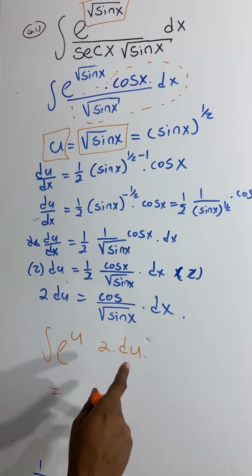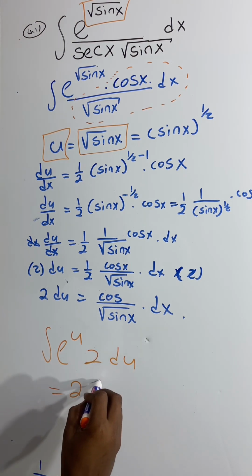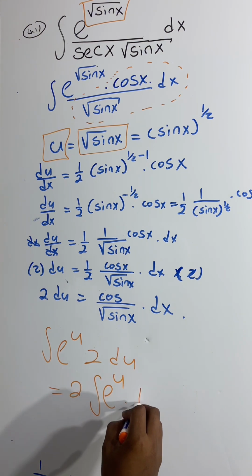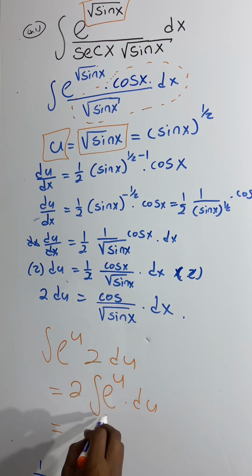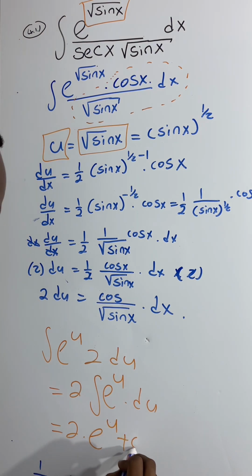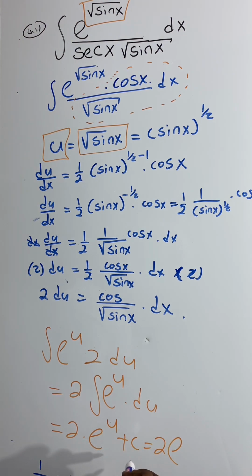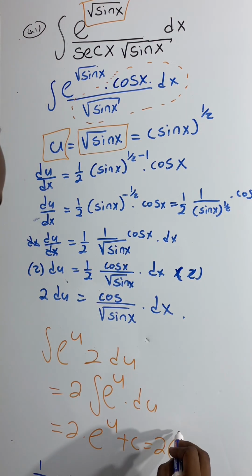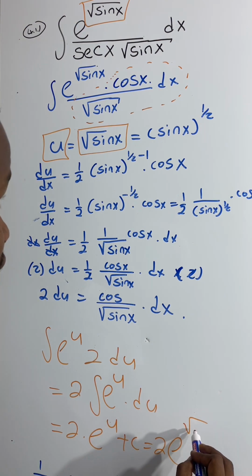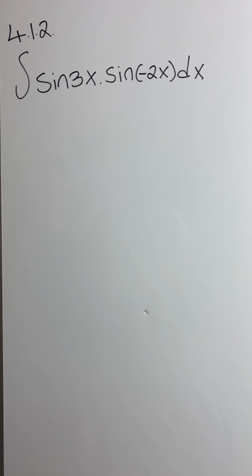We choose to take the 2 out of the integral. When we integrate e to the power u, we get e to the power u plus c. Our integral being in the form of x, we substitute back the square root of sin x in the place of u.